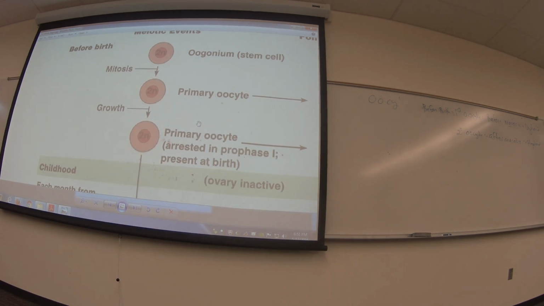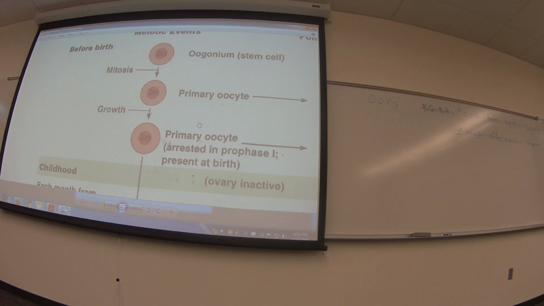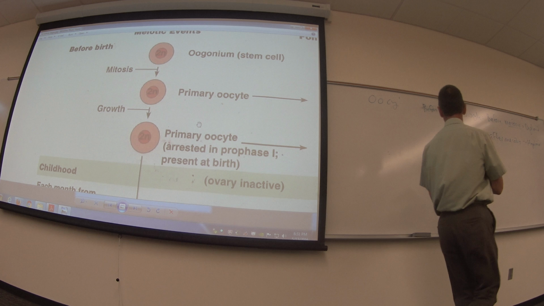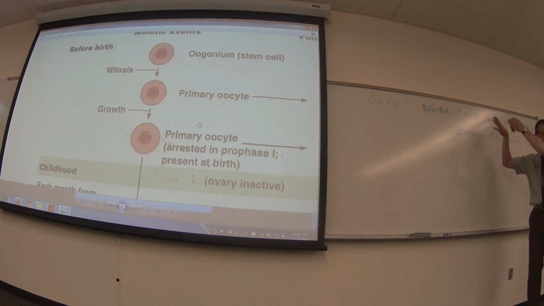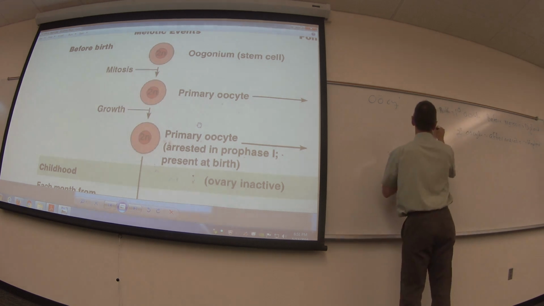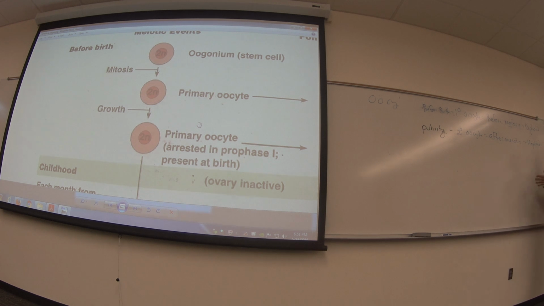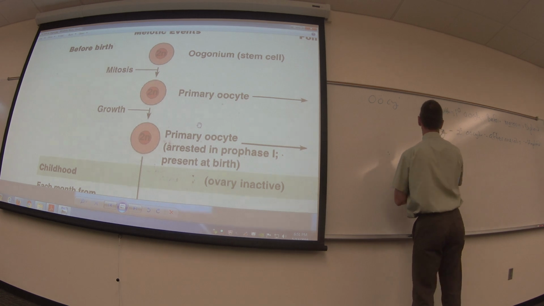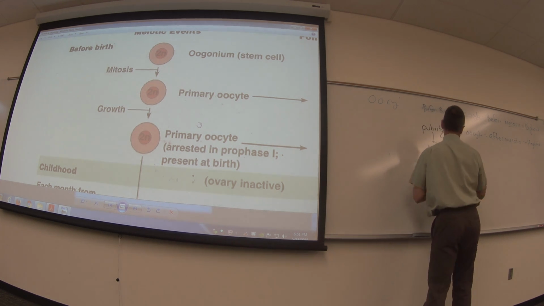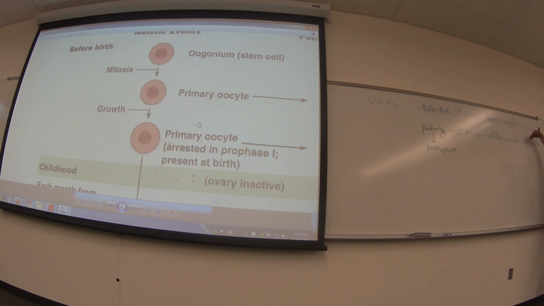All right, so when do you get your secondary oocytes? When do you do meiosis? What time after birth? Puberty. Puberty is when you begin reproducing, and that's when you're going to do meiosis. And when do you stop doing this meiosis thing? Menopause. So from puberty to menopause, you're making secondary oocytes. You're cranking out meiotic events. Before birth, though, they're all primaries.